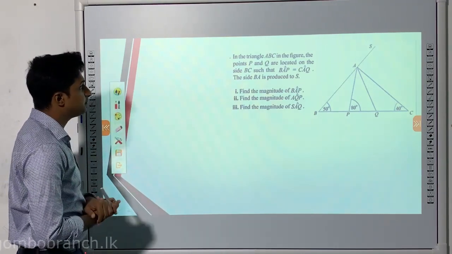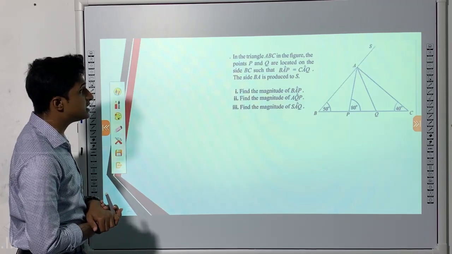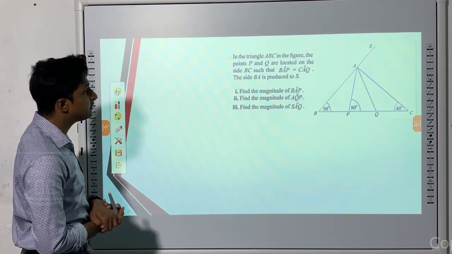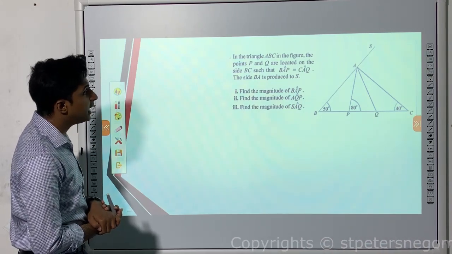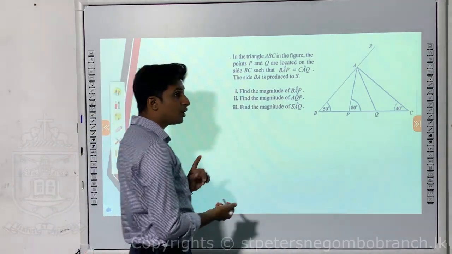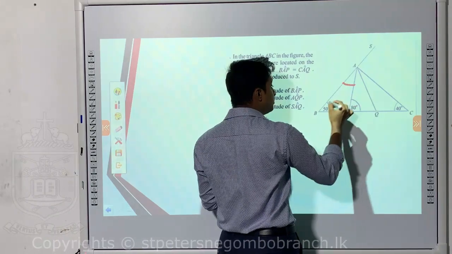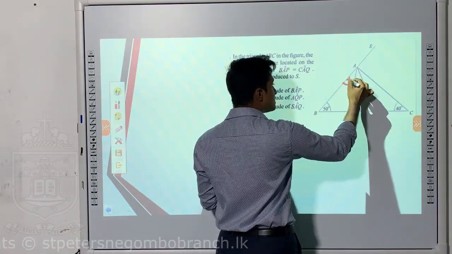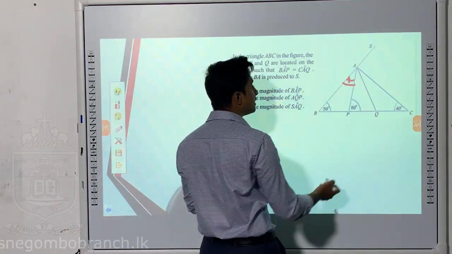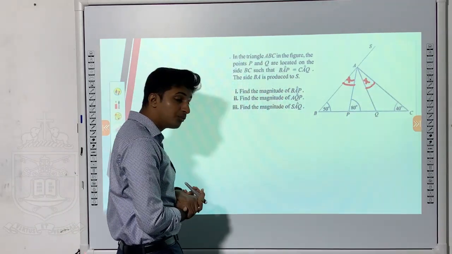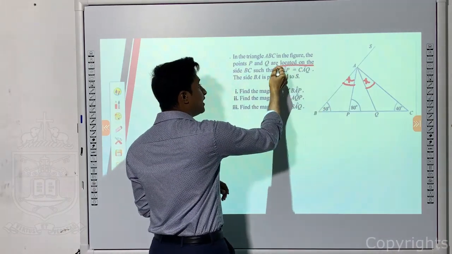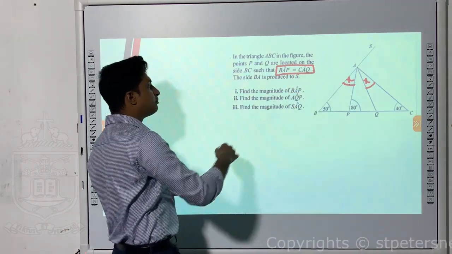Now look at this one. In the triangle ABC, the points P and Q are located on the side BC such that BAP is equal to CAQ. So this angle BAP, that is X, is equal to CAQ angle, that is this. Okay, you have to mark it. This is one data they give you, so you have to go and mark it.